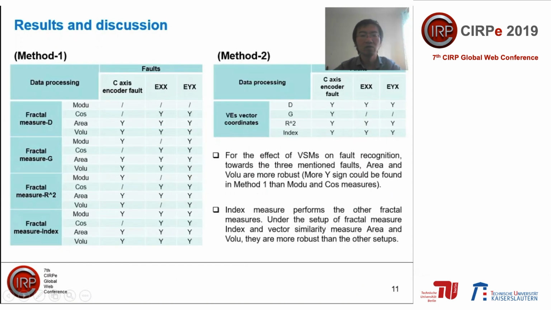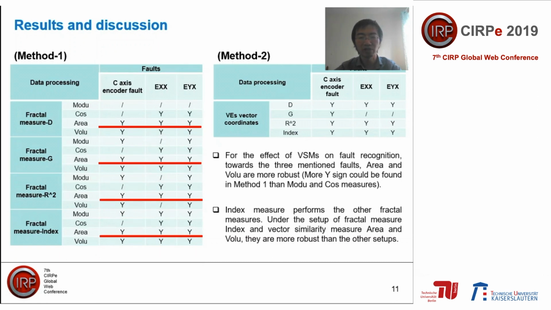To comprehensively evaluate the performance of our proposed method and the reference methods, we made statistics on the final recognition results, where Y stands for successful recognition results and this logo stands for wrong recognition results. To discuss the effects of the vector similarity measure on recognition, towards the three mentioned faults, area and volume, the two vector similarity measures, perform better and they are more robust, because more Y signs can be found in method 1 than for the module and cosine measures.